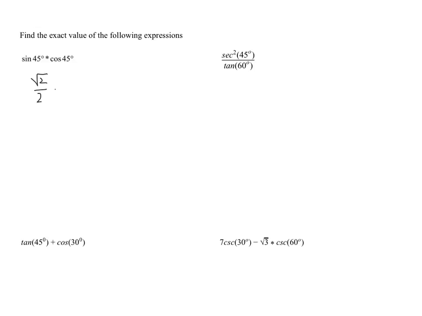So for example, sine 45 times cosine 45 is square root of 2 over 2 times square root of 2 over 2. Square root of 2 times square root of 2 is square root of 4 over 4. But the square root of 4 is 2. So we get 2 over 4, which is simply 1/2.